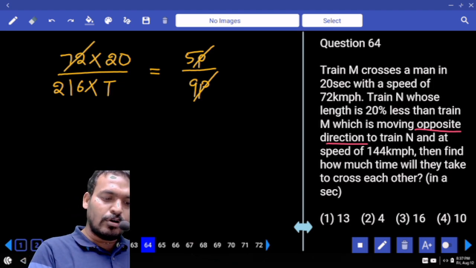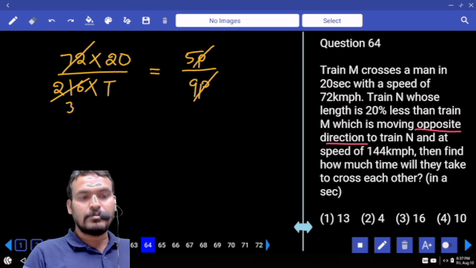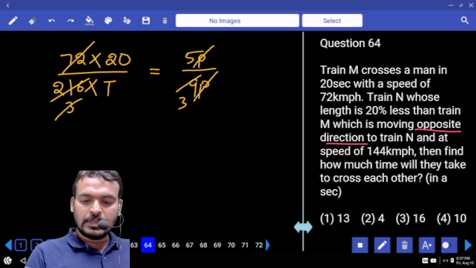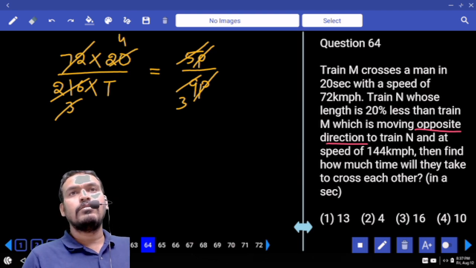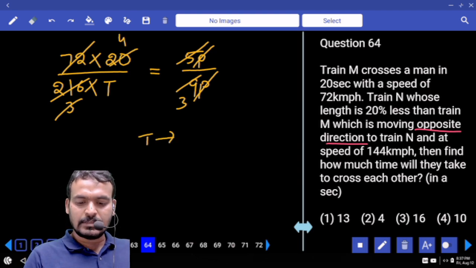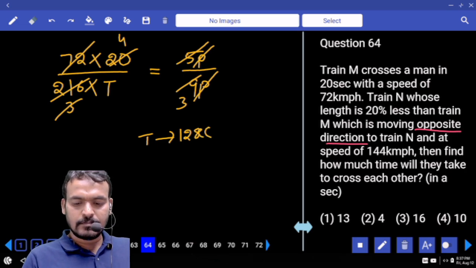Next, 72: how many times is 216? 3 times. 3 how many times 9? 3 times, are not. 5 how many times? 4 times. 4 into 3 is 12. Then t equals how many seconds? 12 seconds, are not.